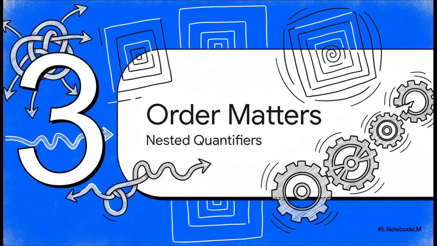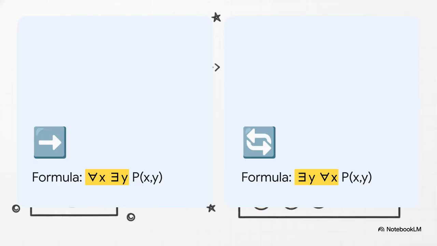Moving on to Section 3. Why order matters. The central trap. Take a look at the stark typographic difference we're dealing with. In the first formula, we have the universal quantifier first. For all x, there exists a y. In the second one, we just flip them. There exists a y for all x.